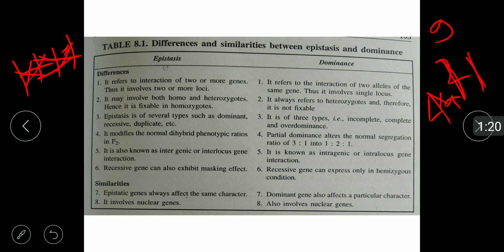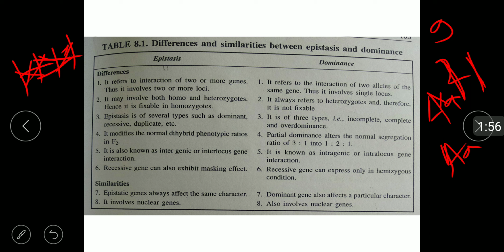Epistasis may involve both homozygotes and heterozygotes, hence it is fixable in homozygotes. But dominance always refers to heterozygotes and it's not fixable, because in case of dominance we need a heterozygote. Only the dominant allele will express and the recessive one will be suppressed. So it has to suppress something that is in recessive condition. One should be dominant and one should be recessive, so that dominance can work.